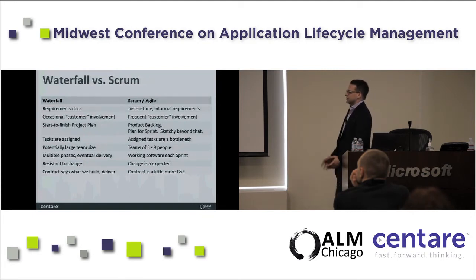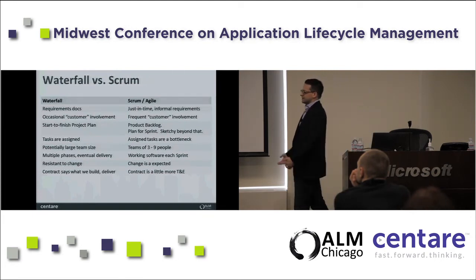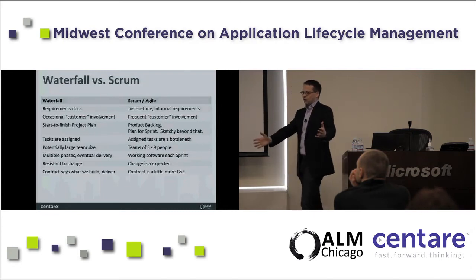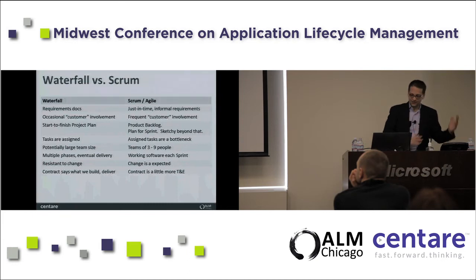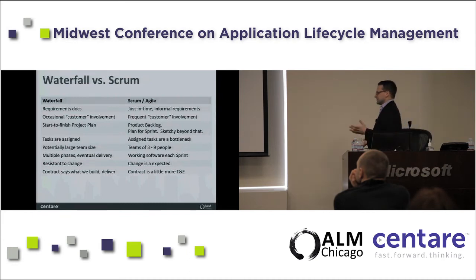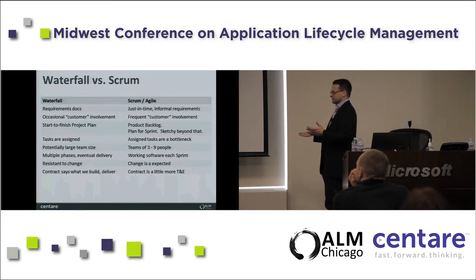And then we have the contract negotiation at the bottom. So Waterfall, you spec out what you're supposed to deliver. You write a contract that says we're going to deliver this. You're off and running. Contracts in Scrum projects are a little bit, well, let's say vague.